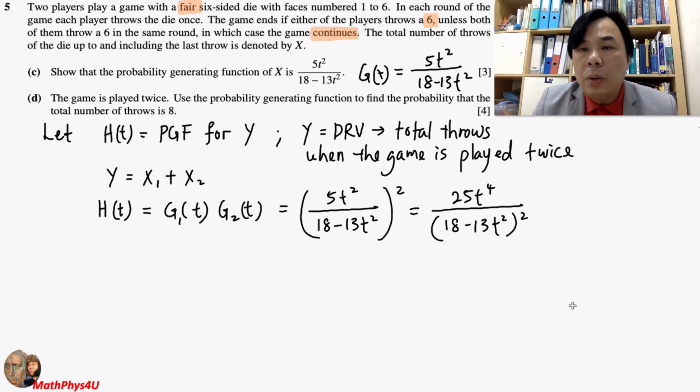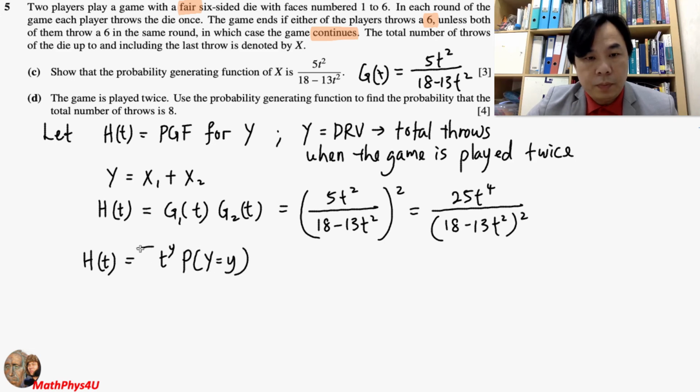But how are we going to make use of this probability generating function for y then to find out the probability when the total number of throws is 8? Okay, this is how we're going to use it. Now, by definition again, the probability generating function for y is actually given as this here. Okay, now there's a bit of adjustment that we need to do here.